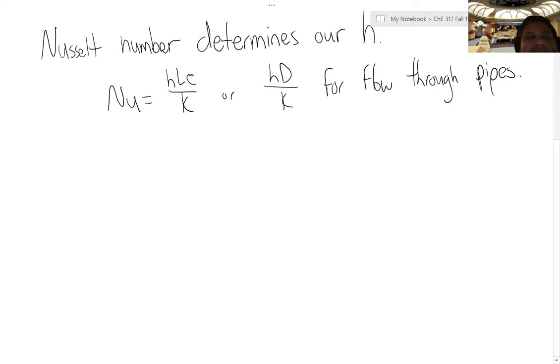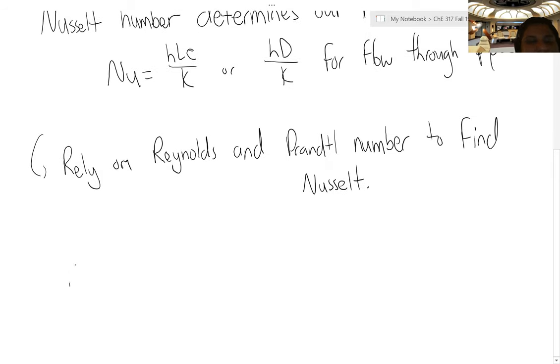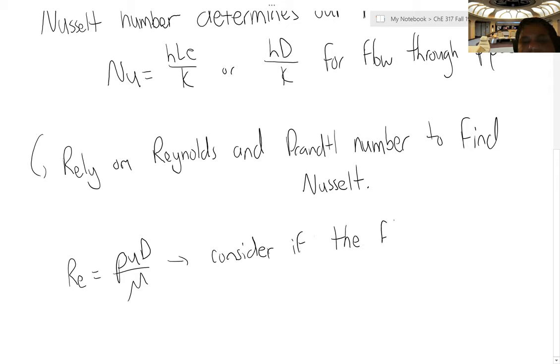And to find the Nusselt number, we typically rely on the Reynolds and Prandtl numbers. To find Nusselt, we have to first calculate our Reynolds number and then consider if the flow is laminar or turbulent.